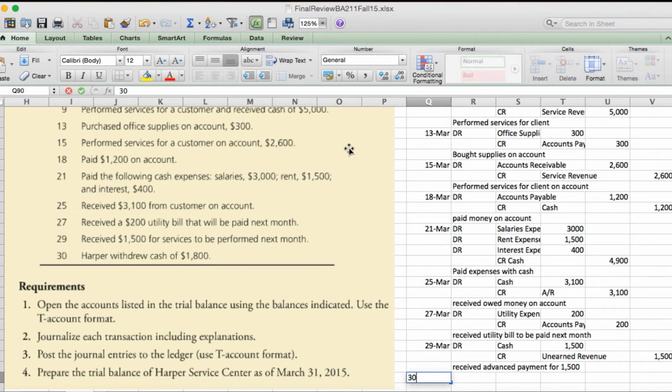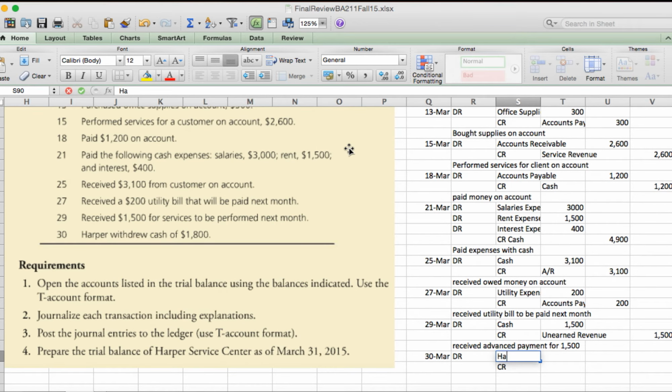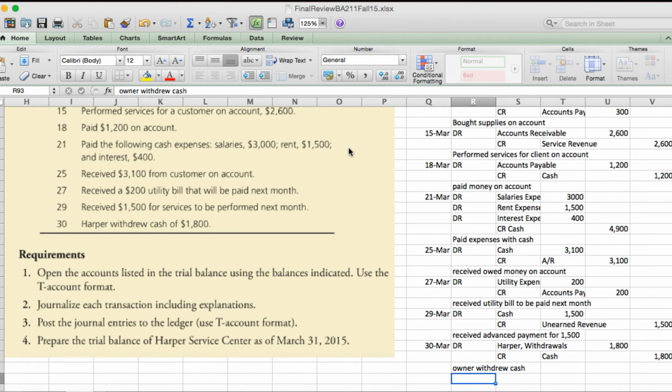Finally, 30th of March, got an owner withdrawal here. We got a debit to Harper withdrawals for $1,800, and the credit will be to cash for 1,800. Okay, so that's all of our journal entries.